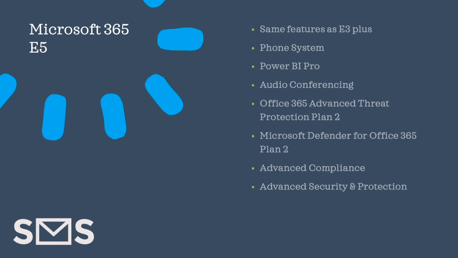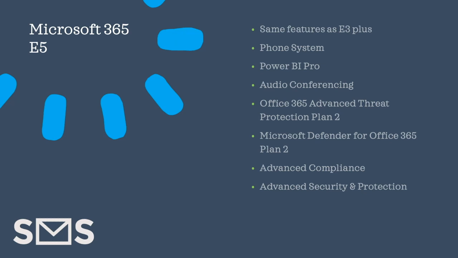So the next plan would be E5, and that basically gets everything the same as E3, but this one now is sort of like a beefier package. You actually get a phone system, but you will need to take out minutes in order to use it. You get Power BI Pro, which is basically analytics, so it's used for analysing statistics, things like that. You get audio conferencing, which ties in with the phone system.